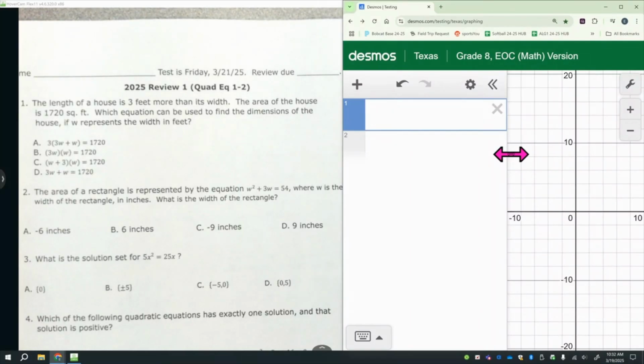This is page 1 of your Quad EQ test review. Number 1 says the length of a house is 3 feet more than its width. The area of the house is 1,720 square feet. Which equation can be used to find the dimensions of the house if W represents the width in feet?